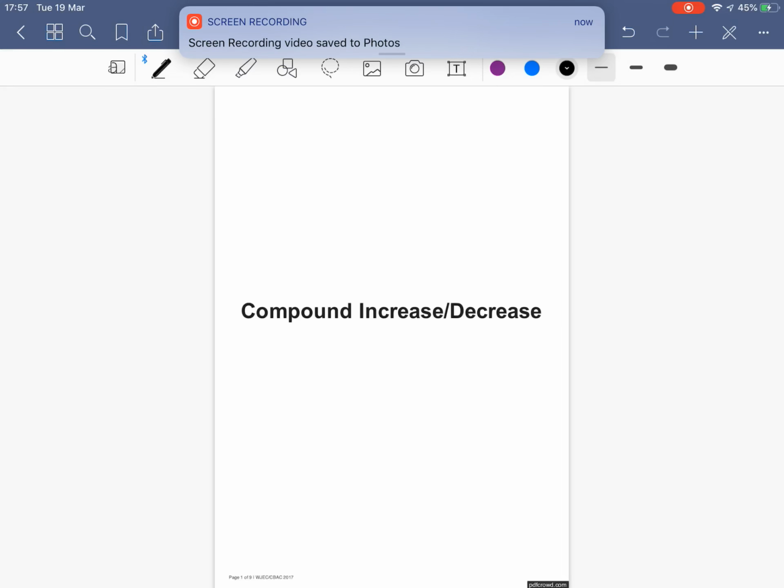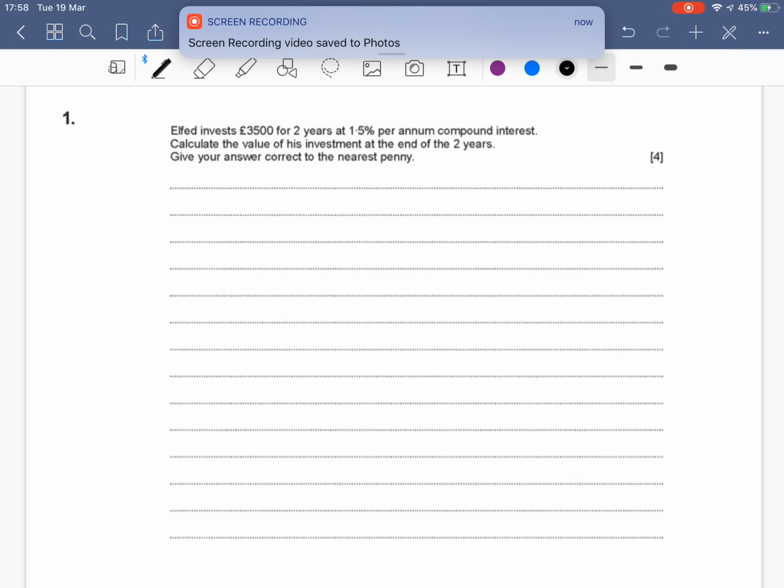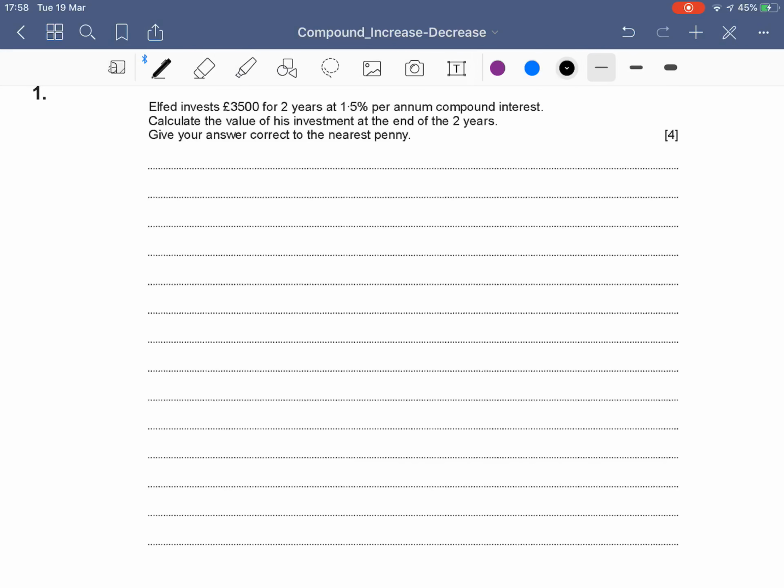So, revise with me video on compound increase and decrease. Question 1 is that Alfred invests £3,500 for 2 years at 1.5% per annum compound interest. Calculate the value of his investment at the end of the 2 years. Give your answer correct to the nearest penny.